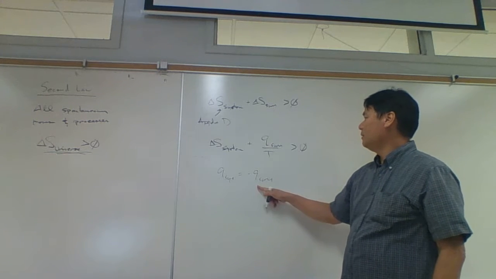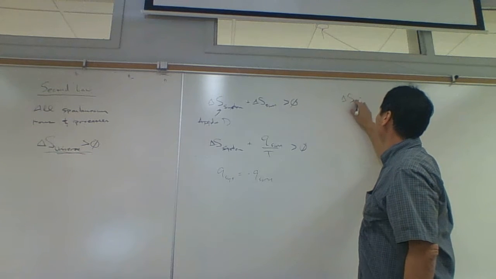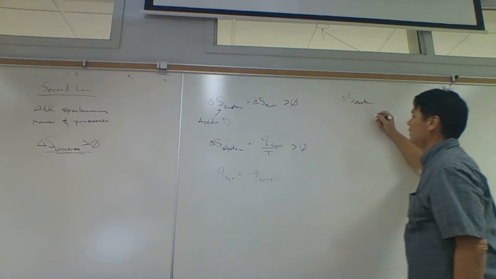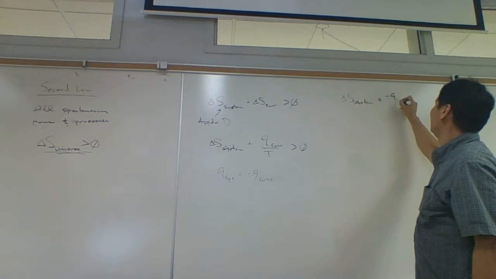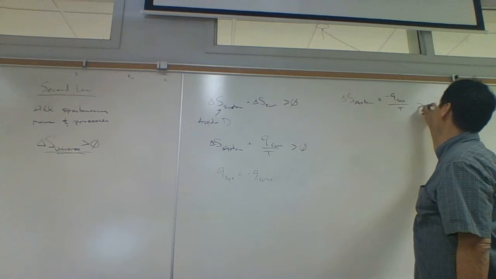But anyway, we go back to this. So what we can say is that delta S of the system, which we can calculate from appendix D, is delta S of the system plus a minus Q of the system over T is greater than 0.